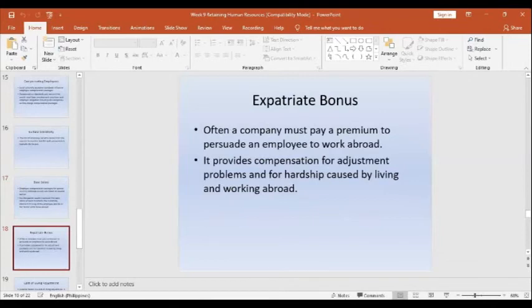Another factor is the expatriate bonus. This is a bonus given to expatriates, the OFWs, or the overseas workers. It's part of international labor law that expatriates should be given a bonus, and this is also something that can motivate employees to work abroad.